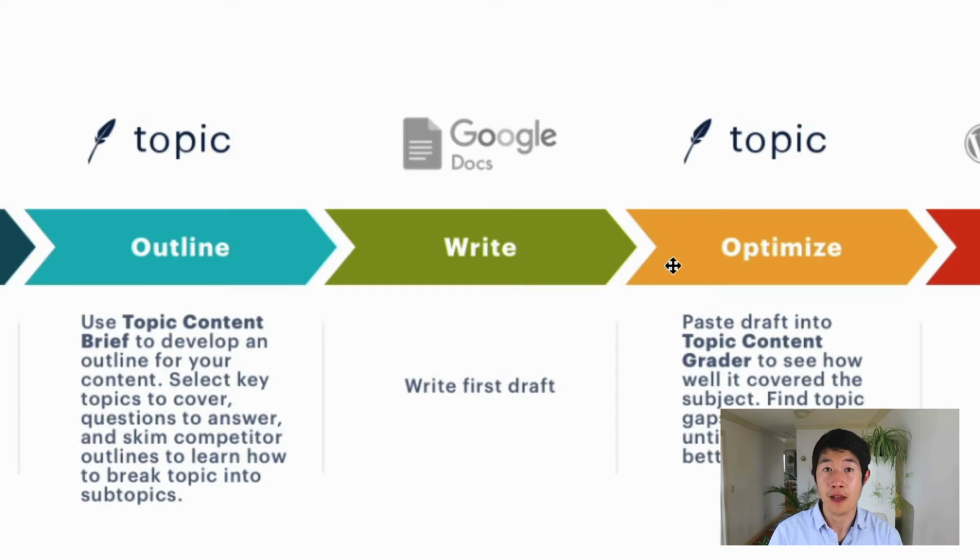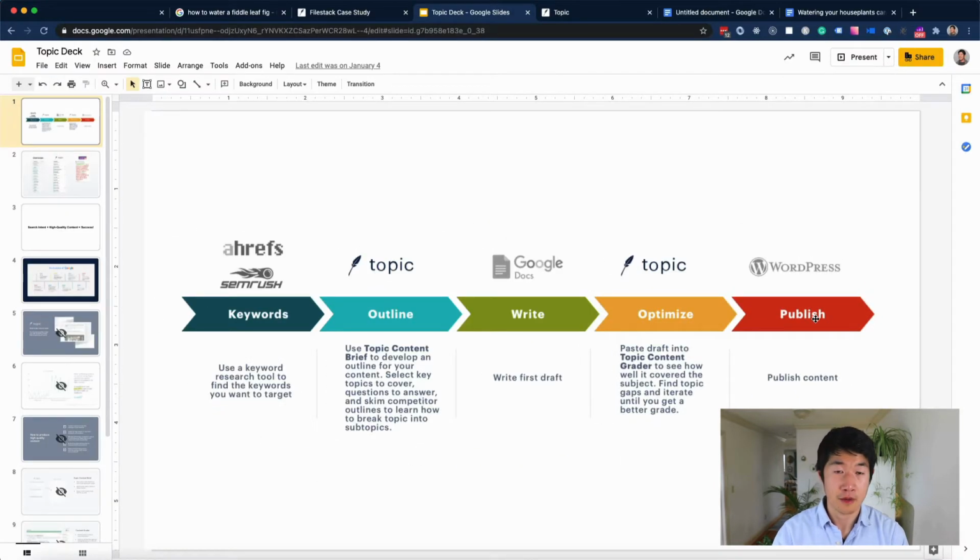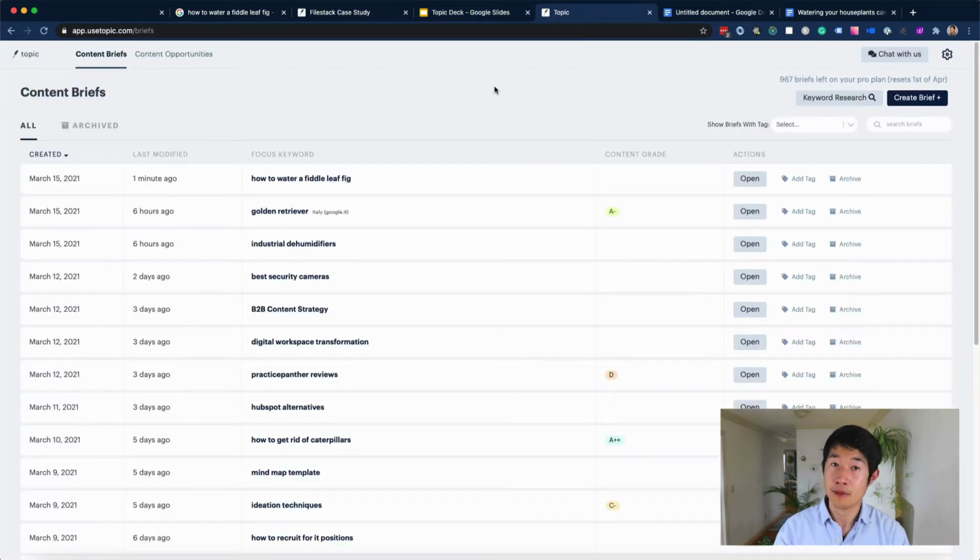And then after that, we have a content grader, which you can use to make sure that the writer covered everything that they needed to and optimize it before publishing. And if you're optimizing existing content, then you can use the grader for that purpose as well. So that's how our tool fits into the workflow. Now we'll walk through an example of creating a new piece of content with our tool.